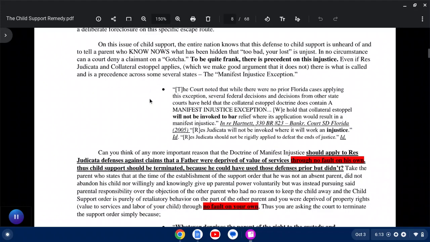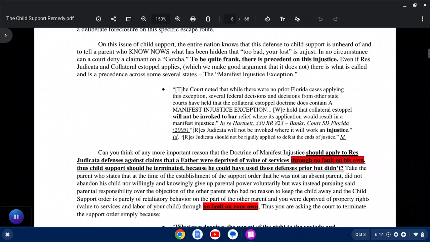On the issue of child support, the entire nation knows that this defense to child support is unheard of, and to tell a parent who knows now what has been hidden that too bad, your loss is unjust. In no circumstance can a court today deny a claimant on a gotcha. To be quite frank, there is precedence on this injustice, even if res judicata and collateral estoppel apply, which we make a good argument that they do not.